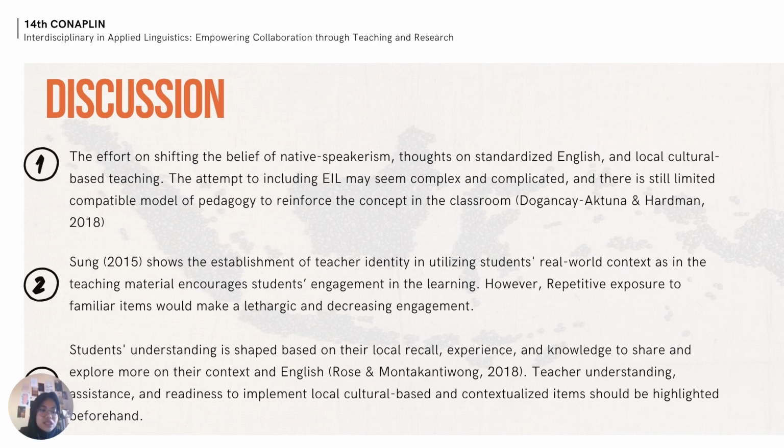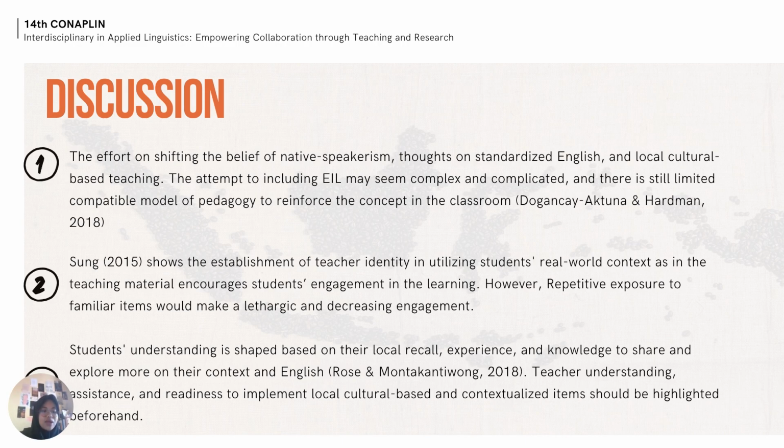The second discussions, so the establishment of teacher identity in utilizing students' real-world context in the teaching materials encourages student engagement in the learning. However, repetitive exposure to the familiar items will make lethargy and decreasing engagement. So that is what we should discuss more.